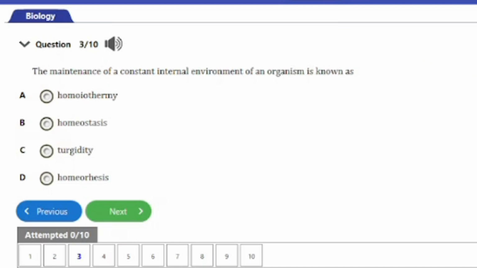And that's question number 3 here. It says, the maintenance of a constant internal environment of an organism is known as A. Homeothermy, B. Homeostasis, C. Turgidity, and D. Homeoresis. So guys, the answer to this question is actually option B here, and that's homeostasis. So let's go ahead and consider the next question.